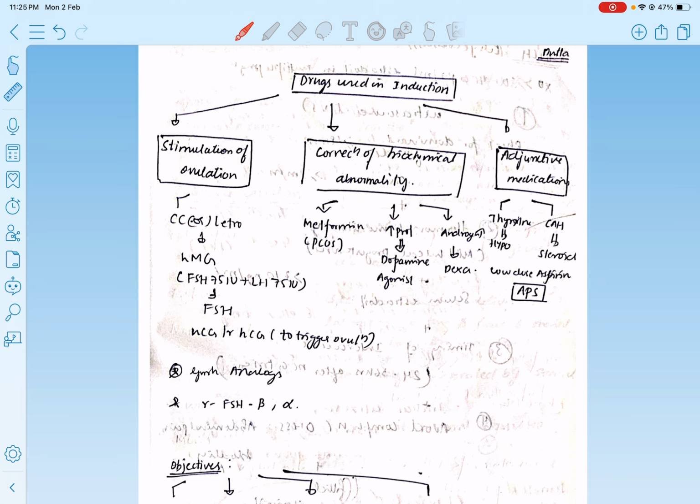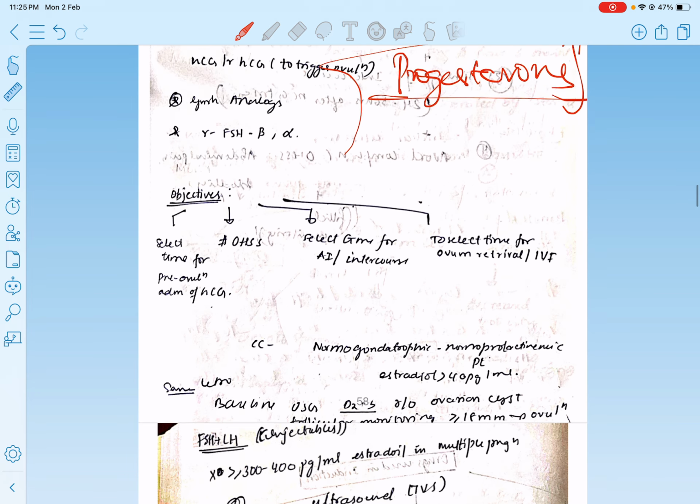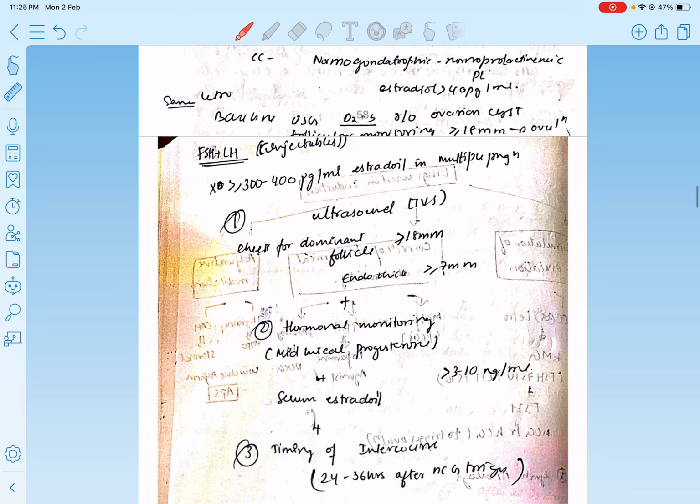Again, what are the drugs used in induction is what I have told you: letrozole, which we use nowadays, that is letrozole 2.5 mg. Then you need to monitor, then you start her on HMG, and at that time you also need to add progesterone, because you need to stabilize the uterus. Also, these are the biochemical abnormalities and adjunctive medicine which you need to use based on the endocrine profile. These are the objectives.